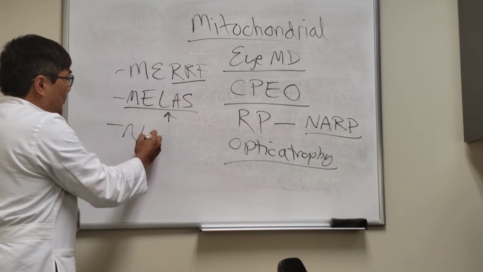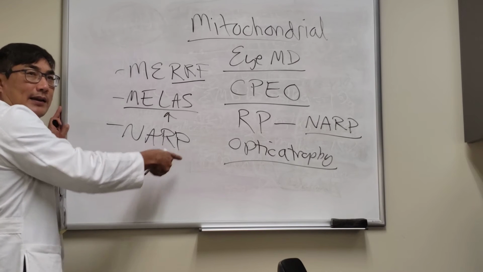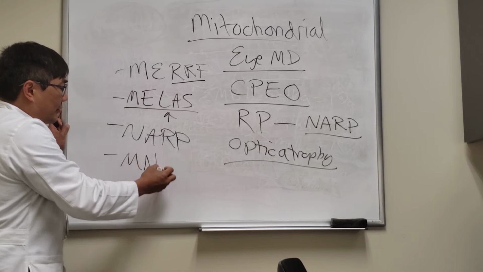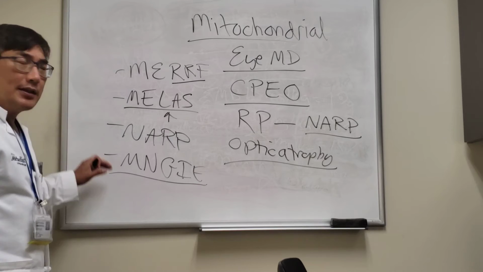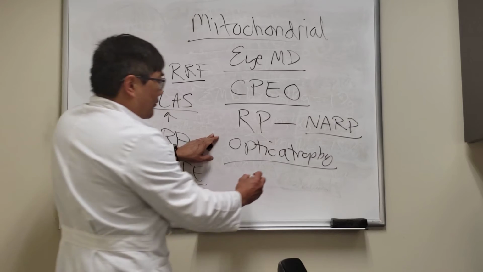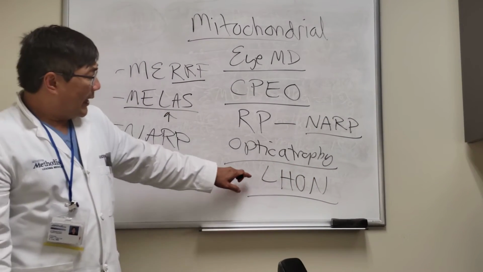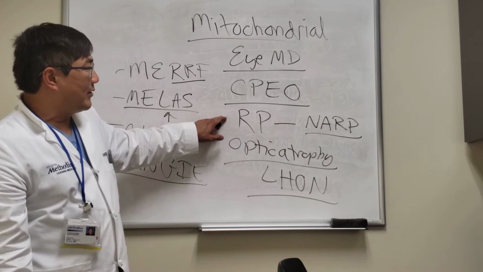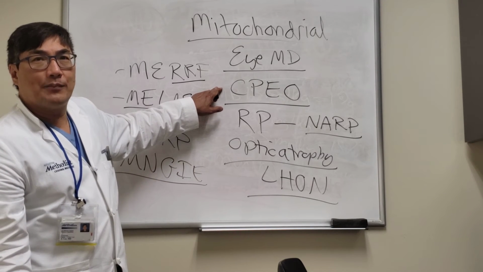And I already told you about NARP, which is neuropathy, ataxia, retinopathy, and a retinitis pigmentosa-like thing. We've got mitochondrial neuropathy, gastrointestinal disease, meningoencephalopathy. There's overlap between these things. And if we've got the optic atrophy, the mitochondrial disorder is called Leber hereditary optic neuropathy. So Leber hereditary optic neuropathy is our prototype for mitochondrial optic neuropathy. Kearns-Sayre and NARP are our prototypes for RP, Kearns-Sayre and CPEO for ophthalmoplegia.